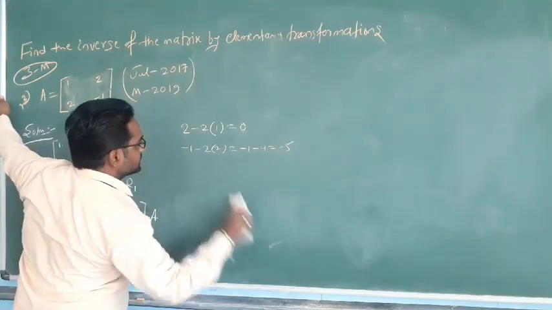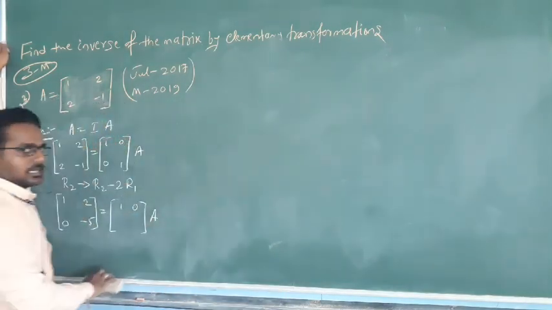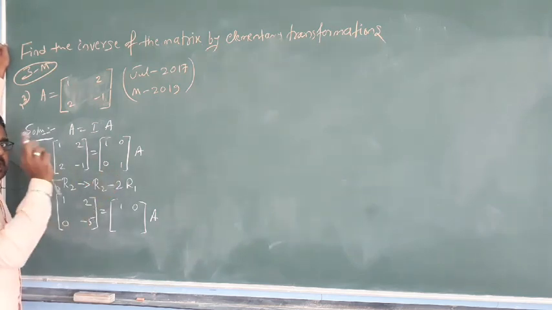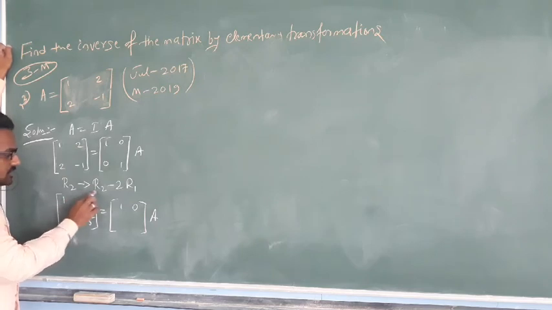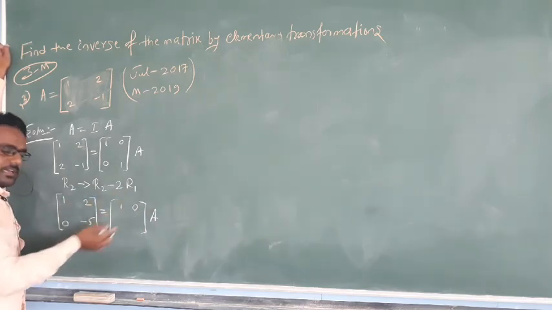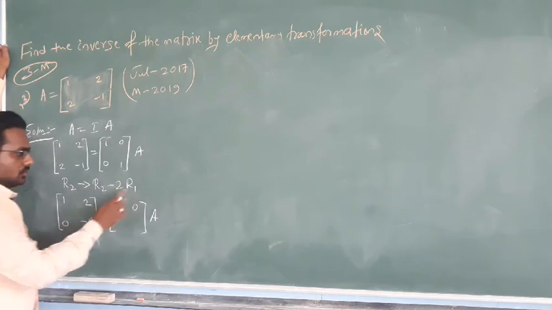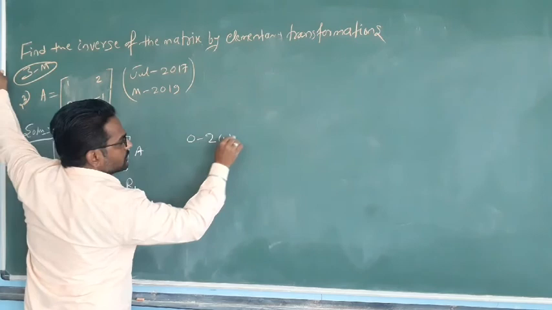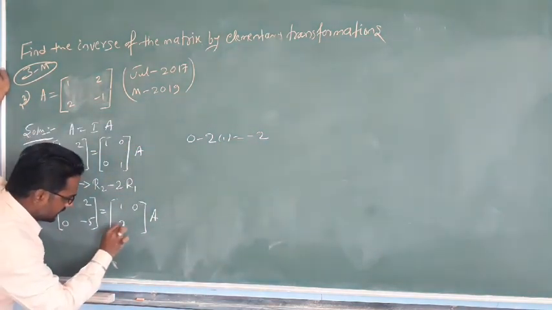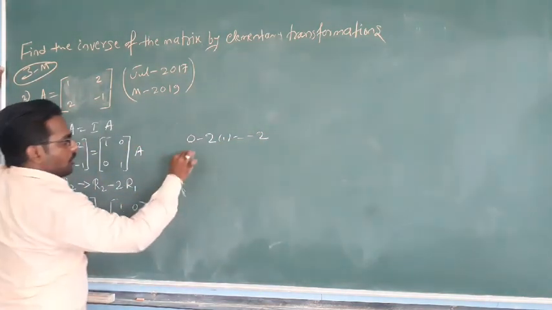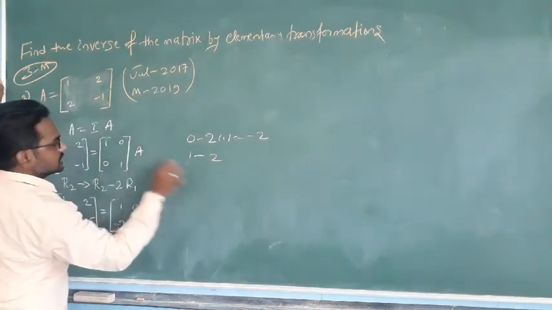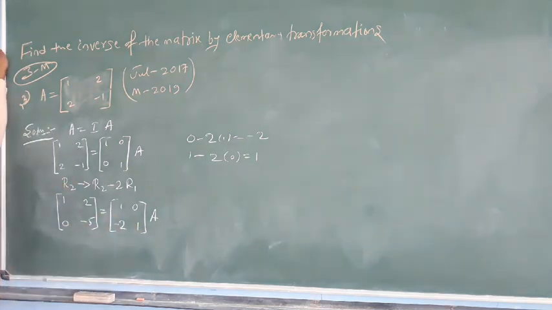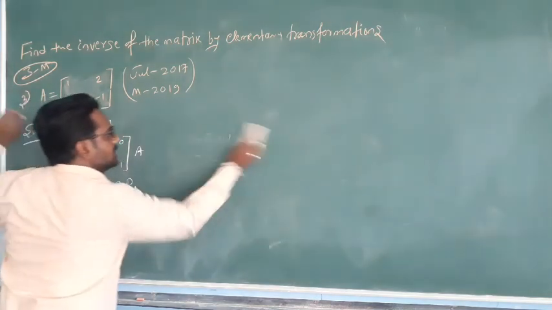Okay, the same operation whatever you did in the LHS part, you have to apply the same thing for the identity matrix which is present in the RHS part. So that is R2 changes to R2 minus 2R1. So R1 is written as it is. So the R2: 0 minus 2 into the R1 value, that is 1. So we get the minus 2. First element is minus 2. And 1 minus 2 into this 0. So we get the 1 here. So 1 0, minus 2 1 into the matrix A.